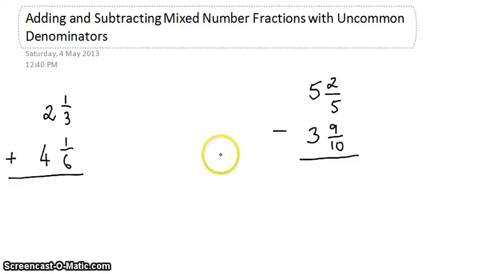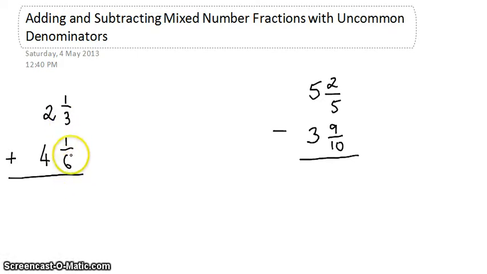Okay, so in this video we're going to be looking at adding and subtracting mixed number fractions with uncommon denominators. As you can see, we've got a mixed number fraction here and a mixed number fraction here, but in the fraction parts we have different denominators, okay? And we know from the learning we've done so far that we can't just straight away add our thirds and our sixths together. We need to make sure that they are the same type of fractions, okay? A third is a different type of fraction to a sixth.